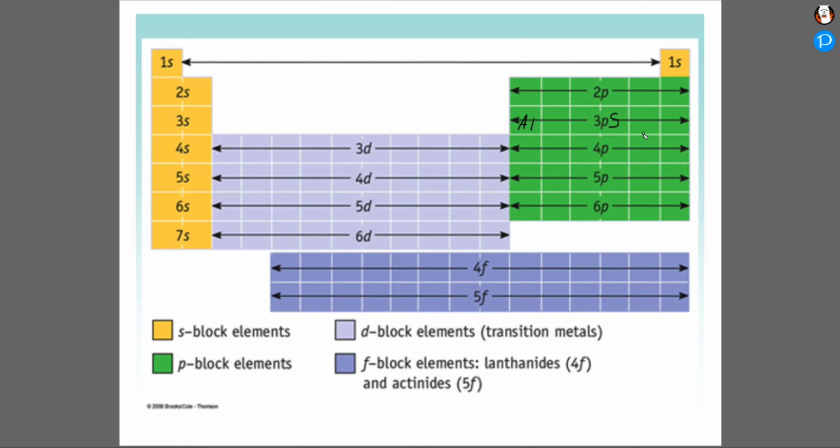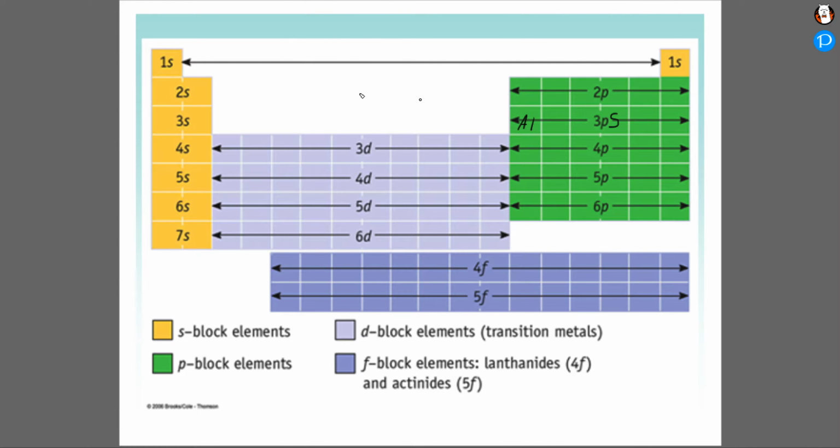Both processes are going to take energy. It takes less energy for sulfur to gain 2 electrons. Aluminum, on the other hand, is going to find it easier to lose 3 electrons instead of trying to gain 1, 2, 3, 4, 5 electrons, right?